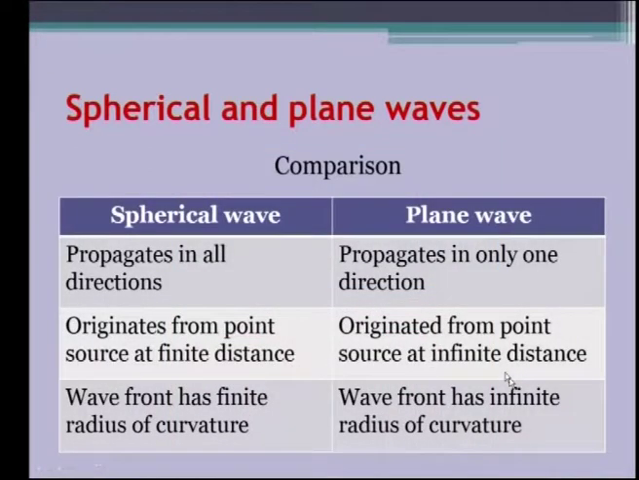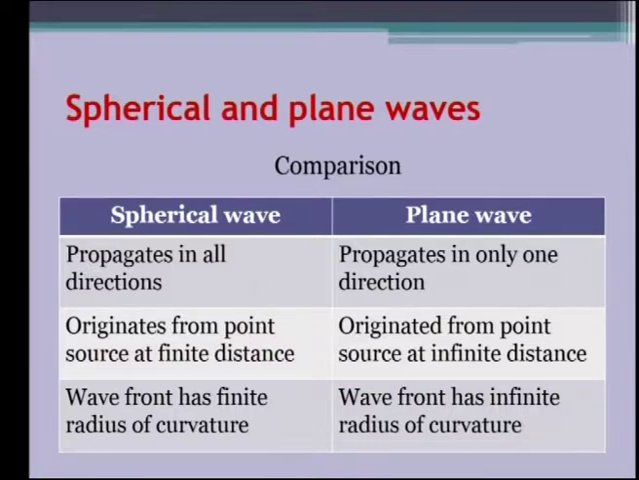Now, this is the comparison between the spherical wave and plane wave. The spherical wave propagates in all directions, the plane wave propagates in only one direction. A spherical wave originates from a point source at a finite distance, and in the case of a plane wave, it originates from a point source at infinite distance. A spherical wave has a wave front which has a finite radius of curvature, and in the case of a plane wave, the wave front has infinite radius of curvature.